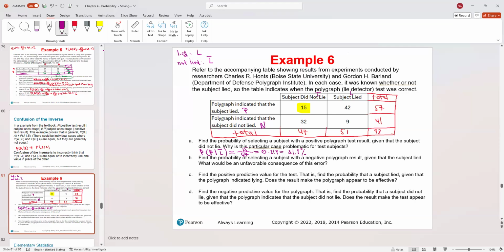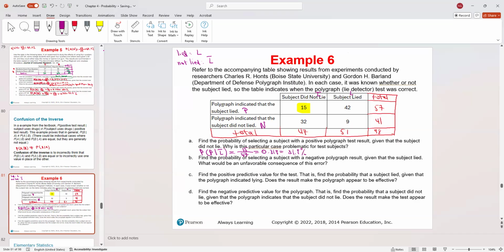Then find the probability of selecting a subject with a positive polygraph test, given that the subject did not lie. Why is this particular case problematic for the test subject? This is the probability of the polygraph making it appear that the subject lied when the subject did not lie. So the subject would be unfairly characterized as a liar, right? Because they didn't lie, but the polygraph says it's a lie. So that's a big problem. Maybe there is a defect with the machine, right? So we strongly advise that they check it.